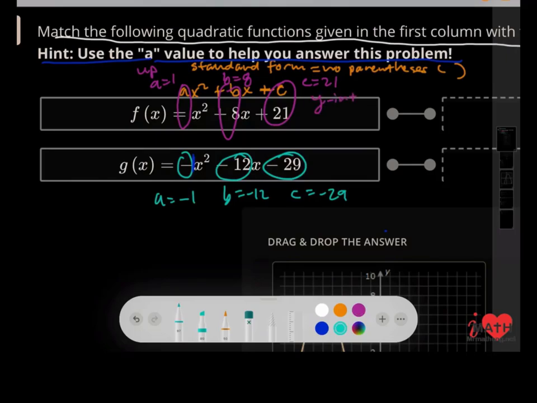Down here in blue, A equals negative 1. Remember, negative people are frowning or have sad faces. Negative people are down in life. And then negative 29 is where it crosses the y-axis.